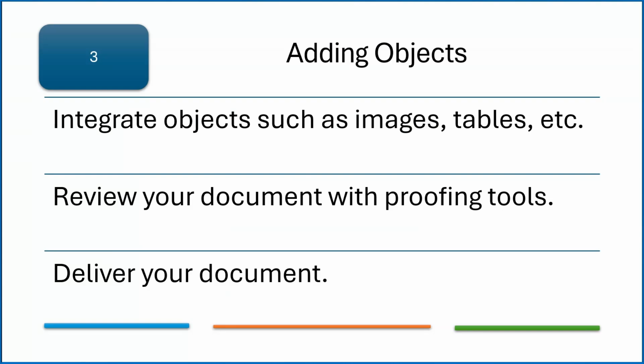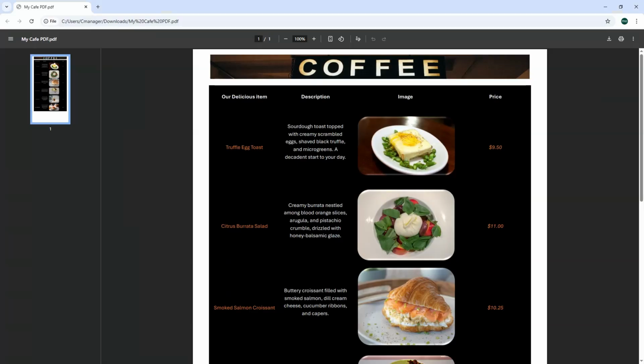Once we're done, we'll review our document with some proofing tools, and then we'll go ahead and deliver our document as well. Here's a snapshot of what we want to create. We want to create a really nice looking menu using Microsoft Word. And you can see we can convert it to a PDF. And this is what it looks like. So it looks really nice.